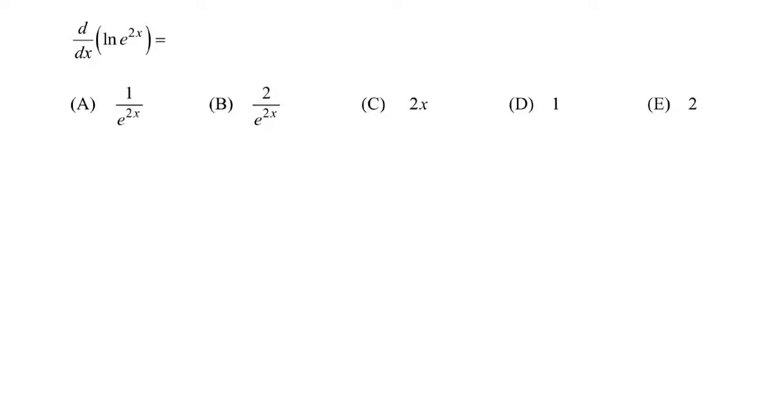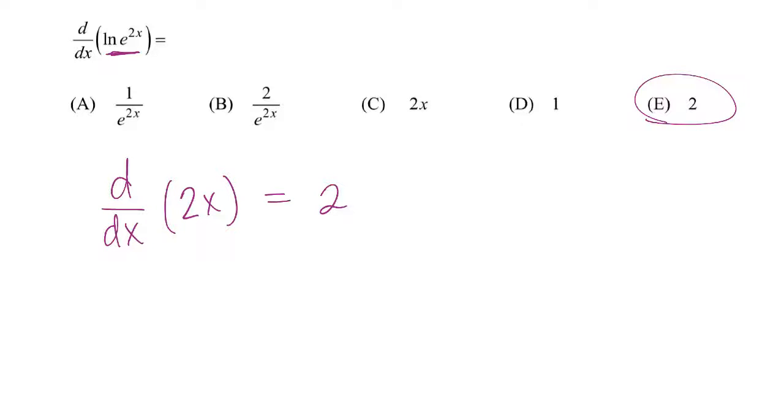In this problem, it's going to be a lot easier for you to simplify before you do the derivative. So we are going to simplify this inside here, and it's really just going to look like d dx of 2x, and then the derivative of that is just going to be 2. So you have answer choice E.